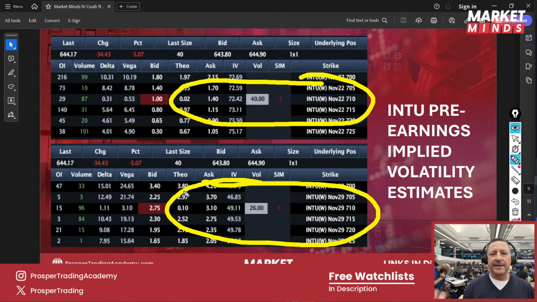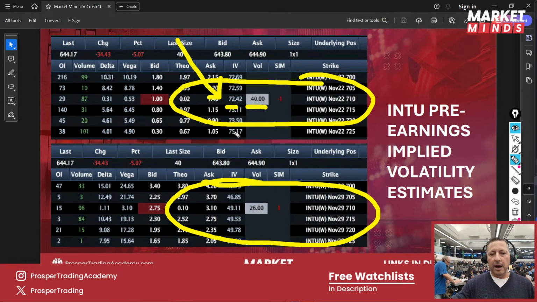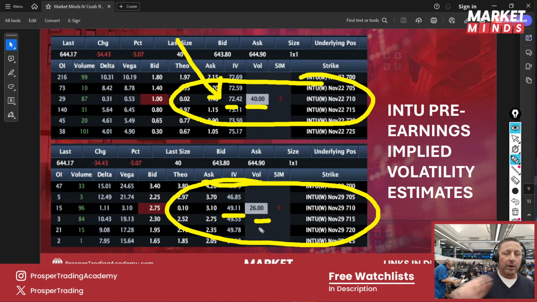We have the 710 strikes. As of today, this week's 710 is trading about a 72% implied vol. I am modeling this at 40. Our long option, next week's option, is currently trading around 49% implied vol. I'm modeling it at 26. We will compare live tomorrow where those vols go.